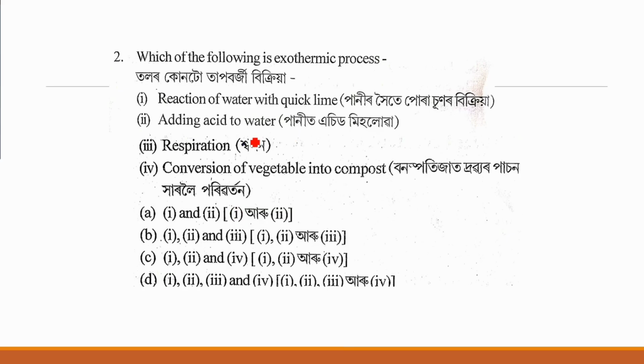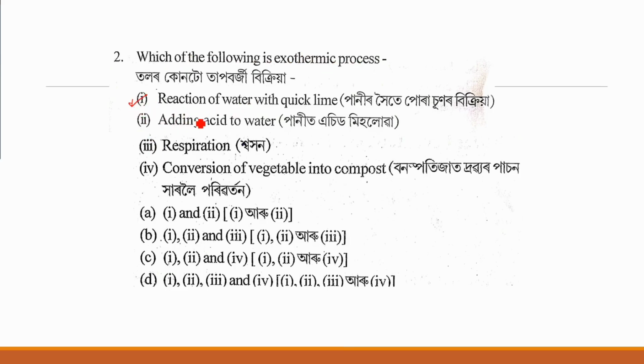So first option is what? Reaction of water with quicklime. As you know, quicklime is nothing but calcium oxide. It reacts vigorously with water to produce slaked lime, that is calcium hydroxide, releasing a large amount of heat. That means this reaction is an exothermic reaction because it releases heat. Here the question is, which of the following is exothermic process? So this will also be your exothermic process because it releases heat.